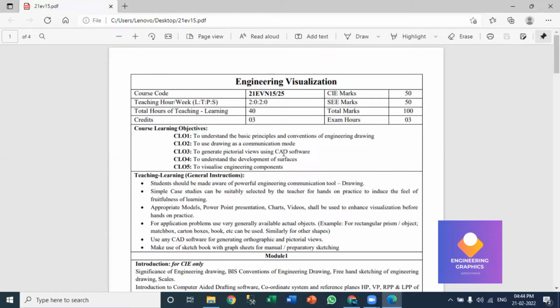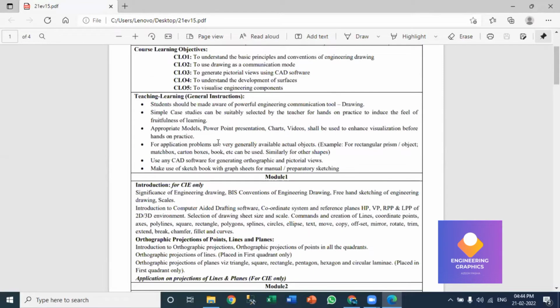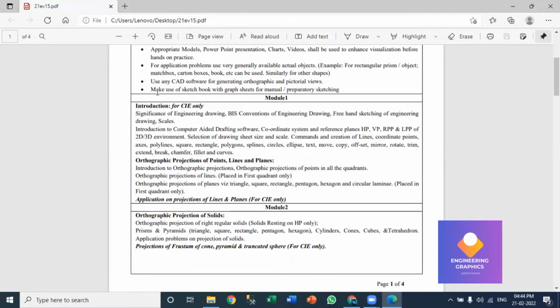Discussion of syllabus of engineering visualization 2021 scheme. So we can see in this engineering visualization we have module 1. In module 1 we are going to study the basic things about the commands which we use in the software, and then we discuss projection of points, lines and planes here.